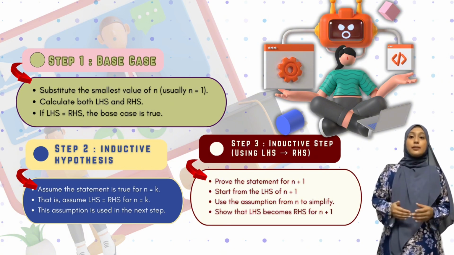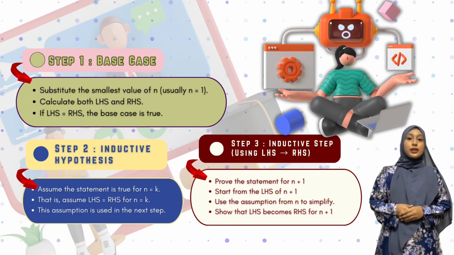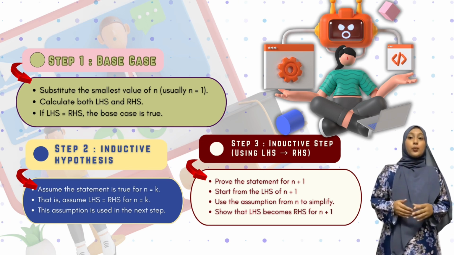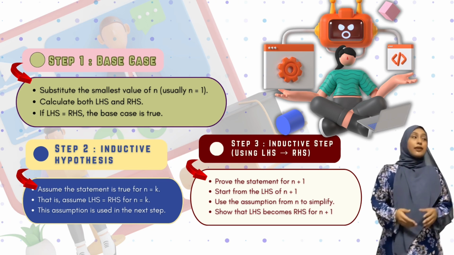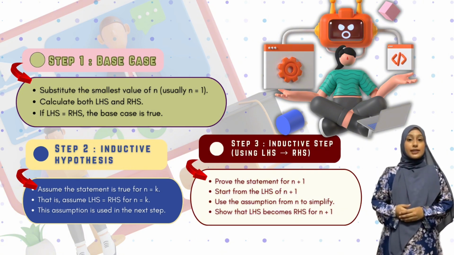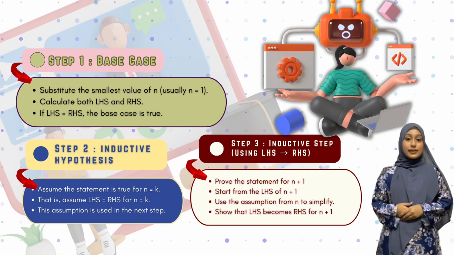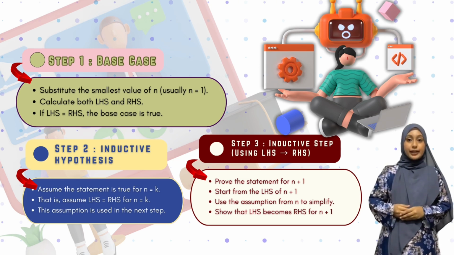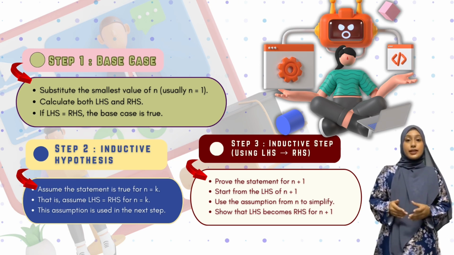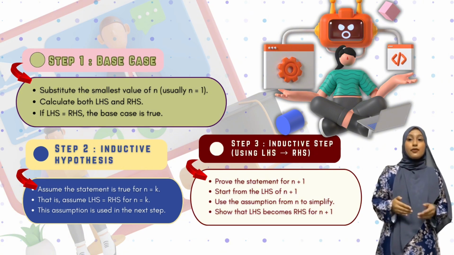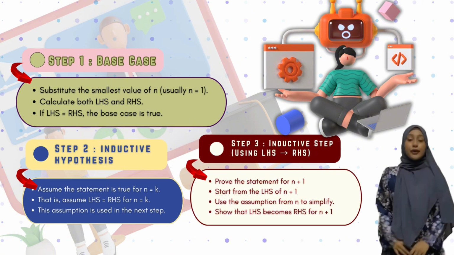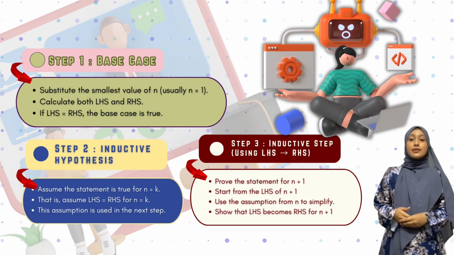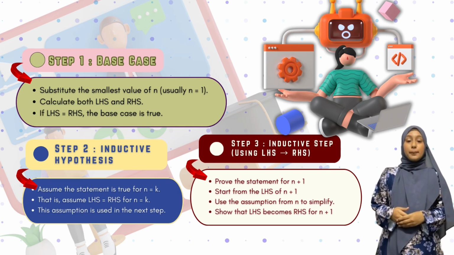First, the base case is verified by substituting the smallest value of n, usually n equals 1, into both sides of the equation. If the left-hand side and right-hand side give the same result, the base case is true. Next, the statement is assumed to be true for n. This means the left-hand side equals the right-hand side for some natural number n. For step 3, which is the inductive step, the right-hand side is first written in terms of n plus 1.